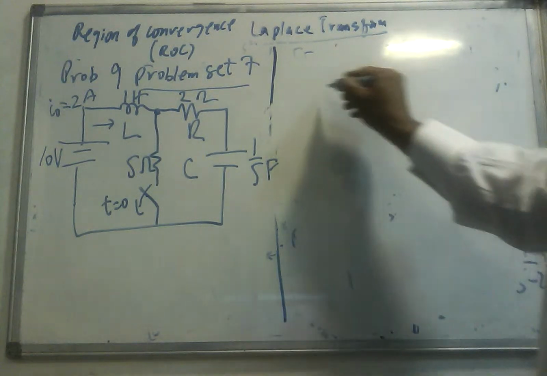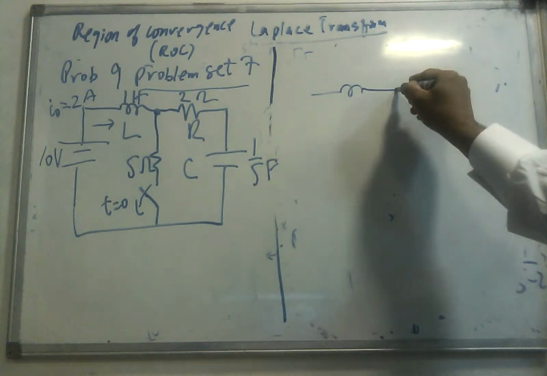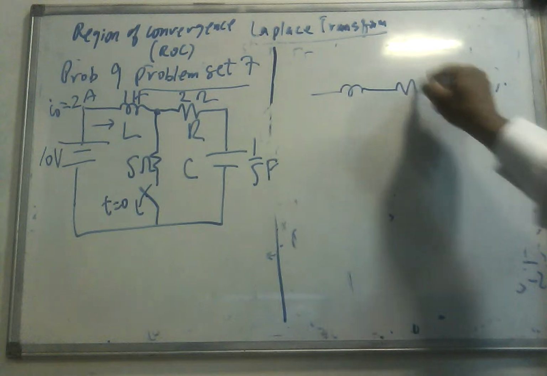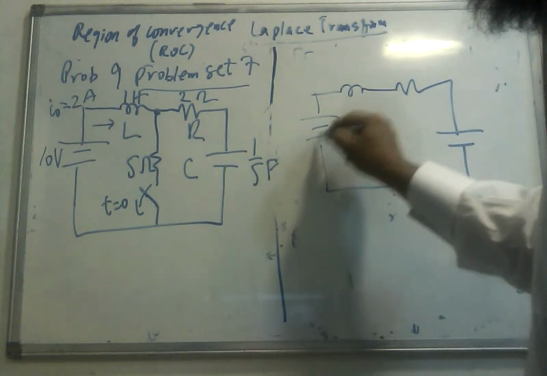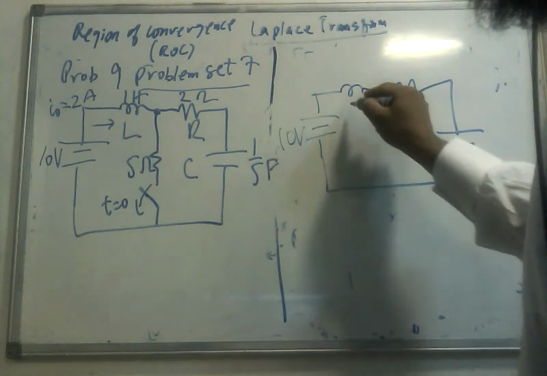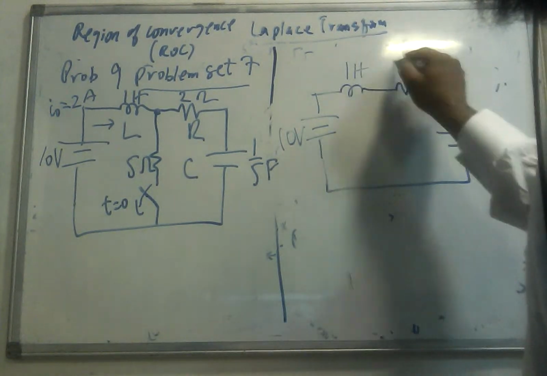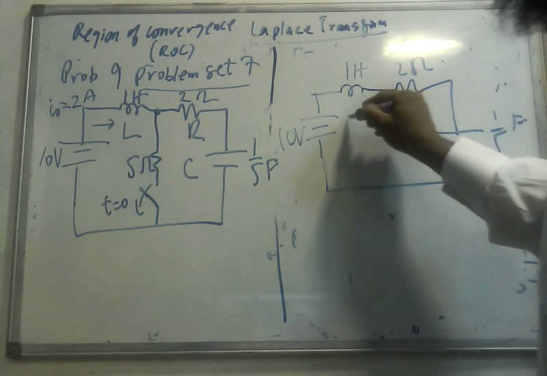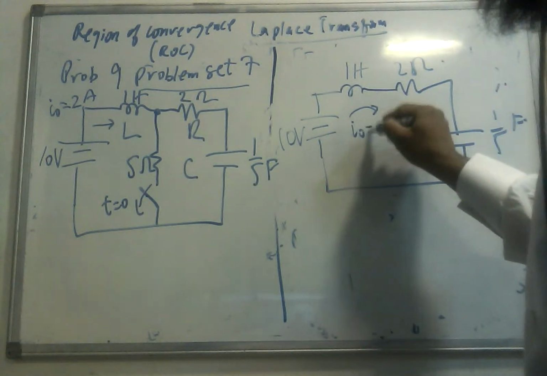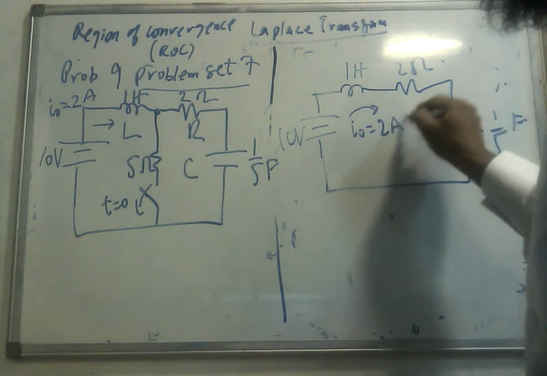So the circuit will look like this. Then resistance and a capacitance, and this is 10 volts, and this is 1 Henry, 2 ohms, and 1 by 5 farad. And I have this initial current I naught equal to 2 ampere.